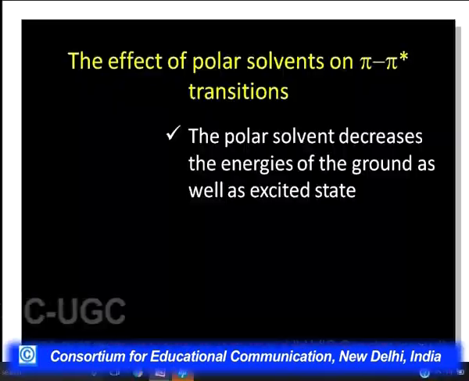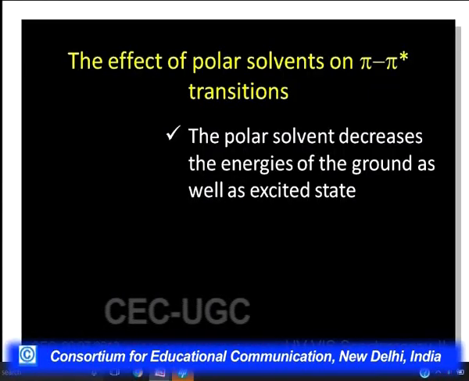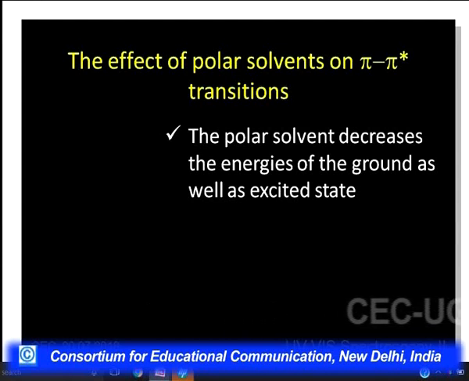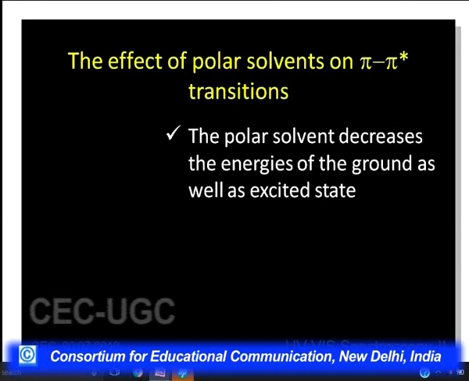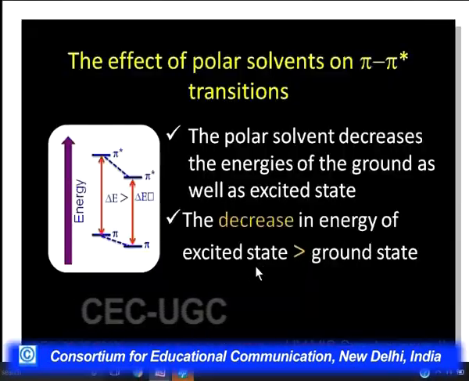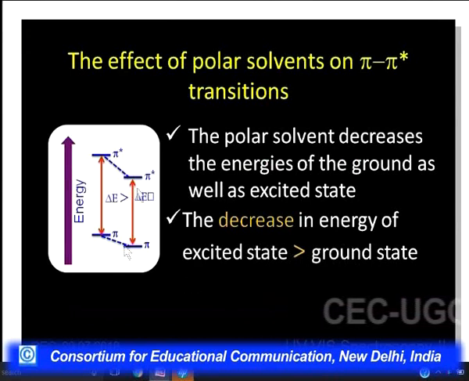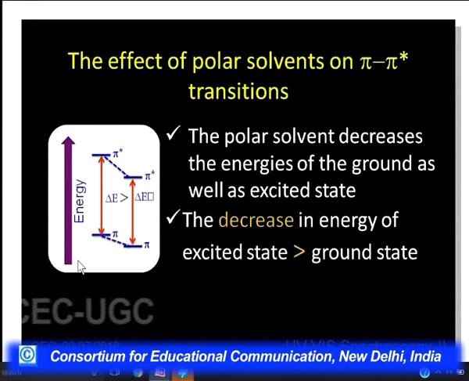We have a transition, as we just said, from level 1 to level 2, that's the ground state to excited state. This polar solvent actually interacts with both these energy levels, the ground state as well as the excited state, but it interacts in a differential way. That is, the decrease in the energy of the excited state is far greater than that in the ground state. Let's understand this by this diagram. So this is the starting point, in the non-polar system.